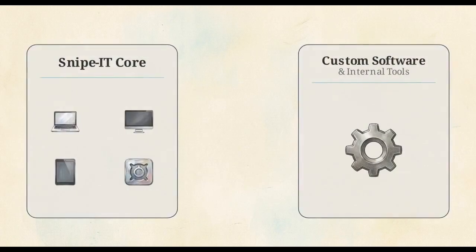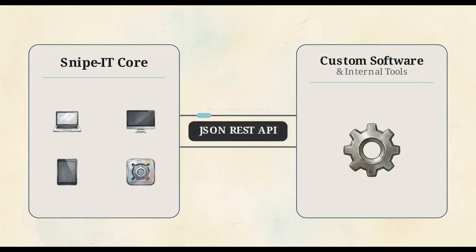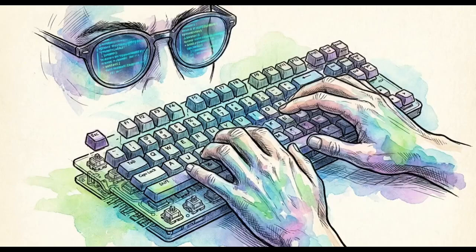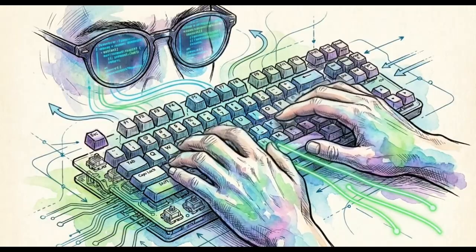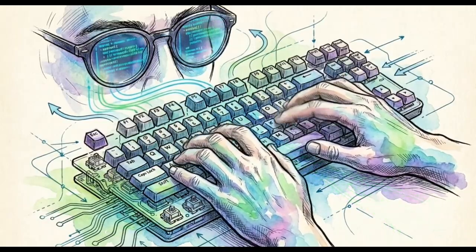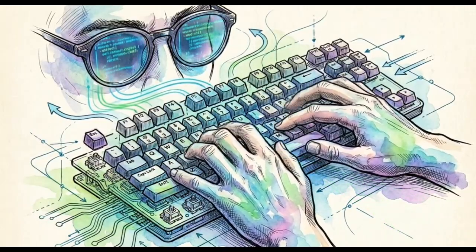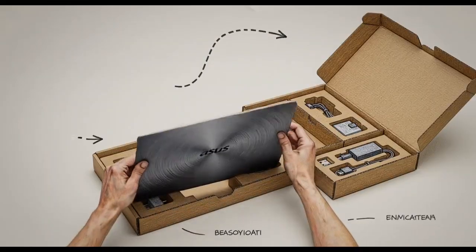Beyond security, the architecture is built for adaptability, driven by a powerful JSON REST API, a digital bridge allowing outside software to communicate directly with Snipe-IT. This allows an organization's developers to write custom scripts that automatically trigger actions in the database based on their specific internal workflows. Let's see how this tracks a physical asset.